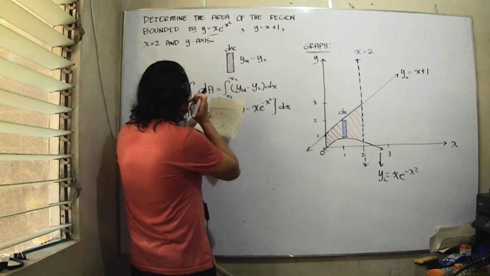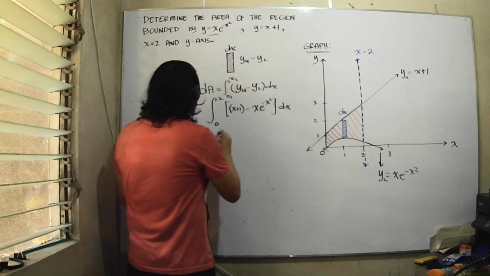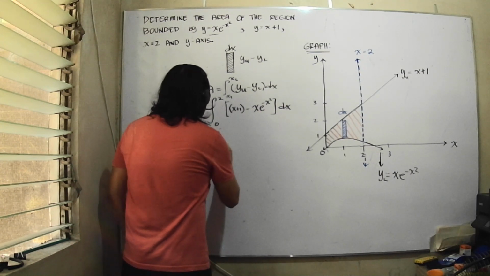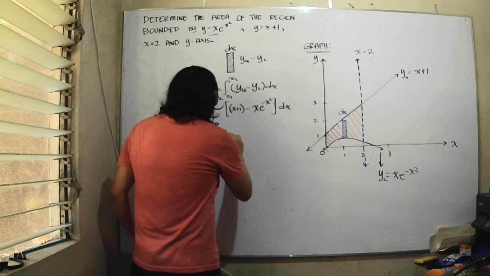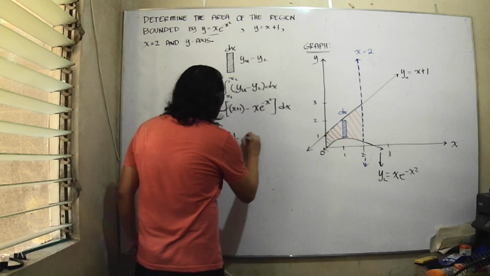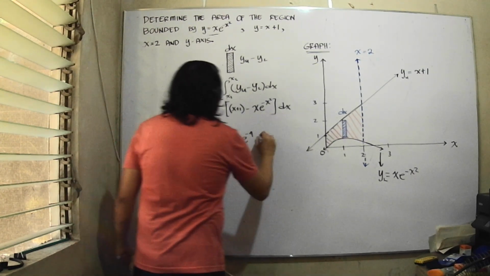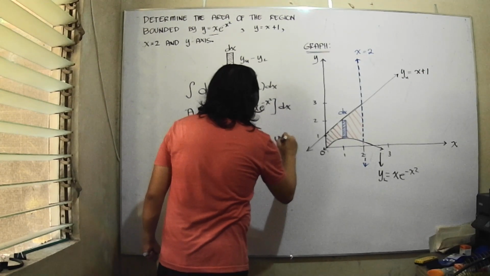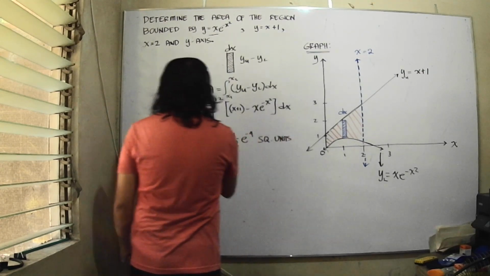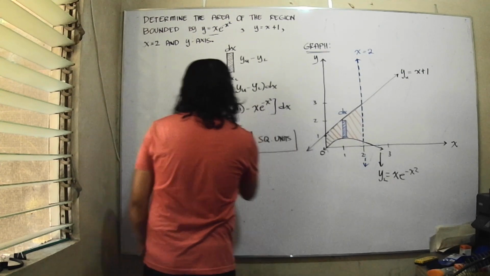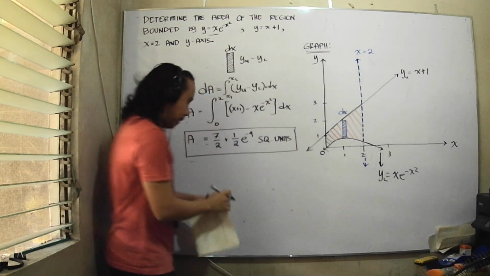What you will get is just 7/2 plus 1/2 of e to the negative 4. That is in square units, okay? This is our final answer. Okay?